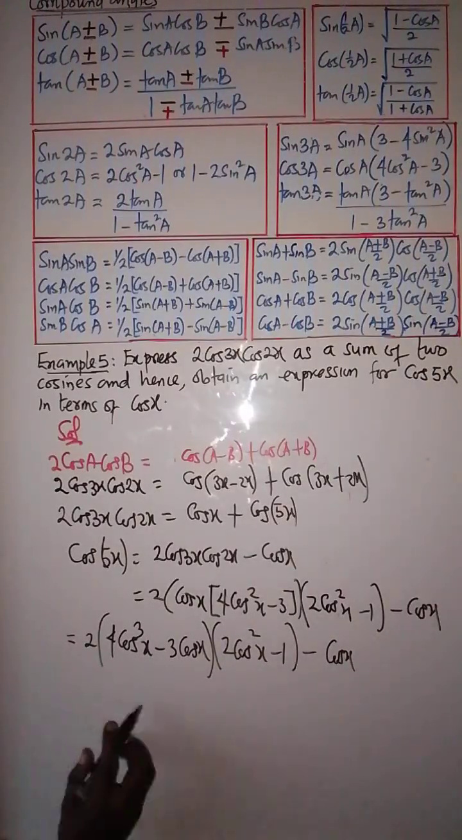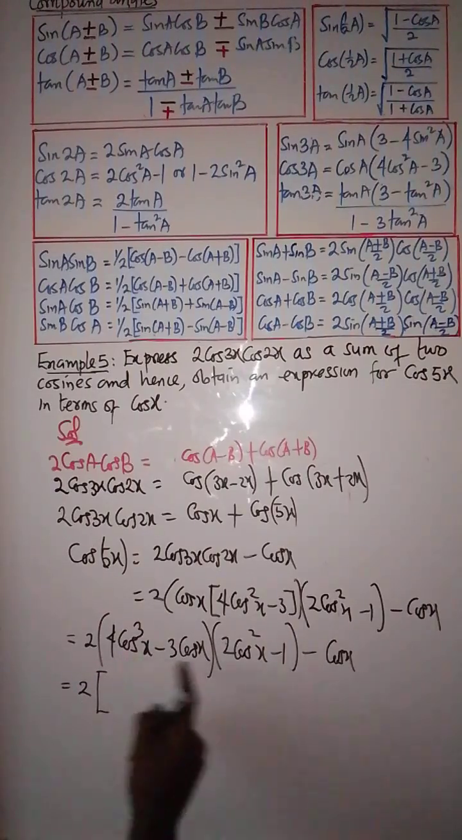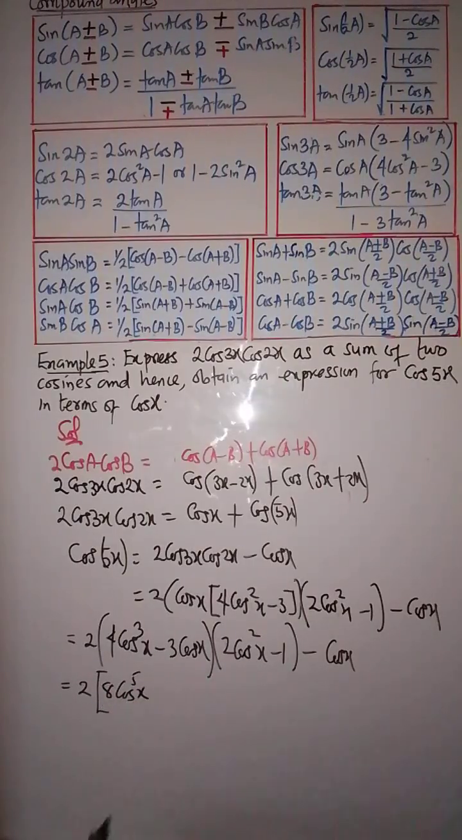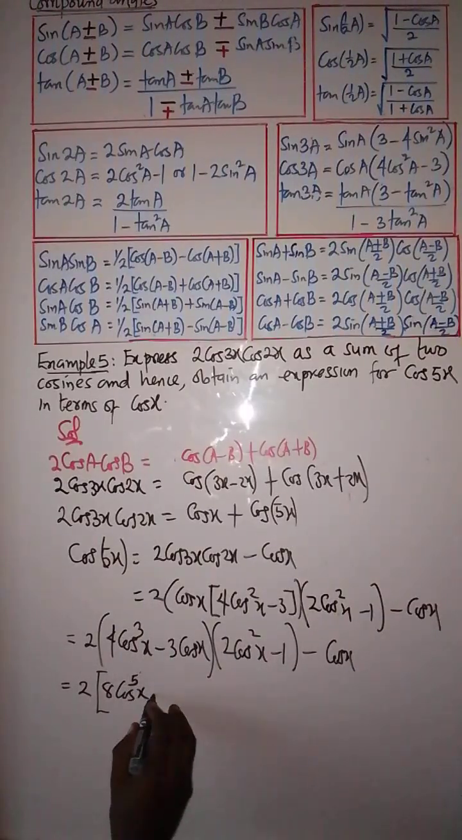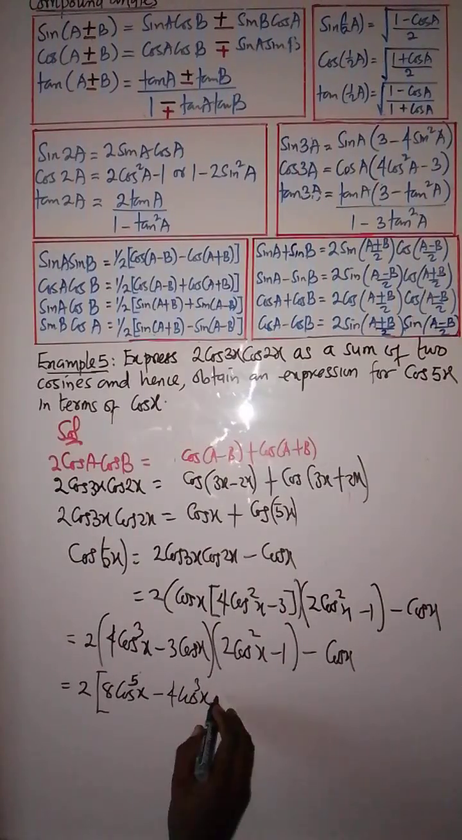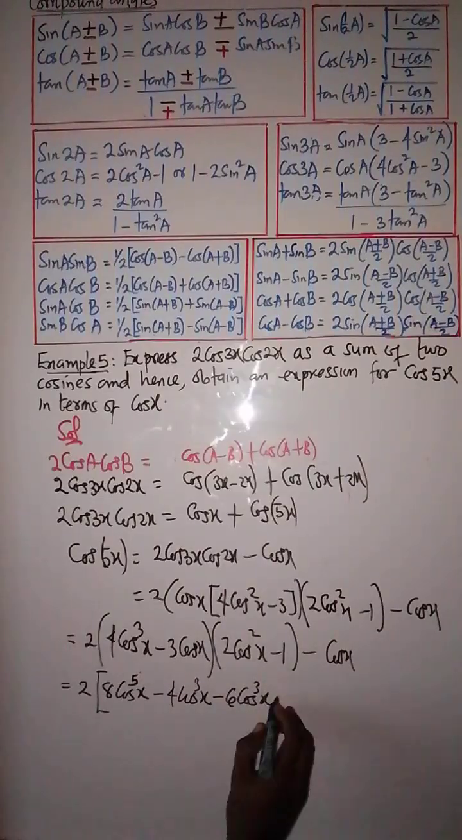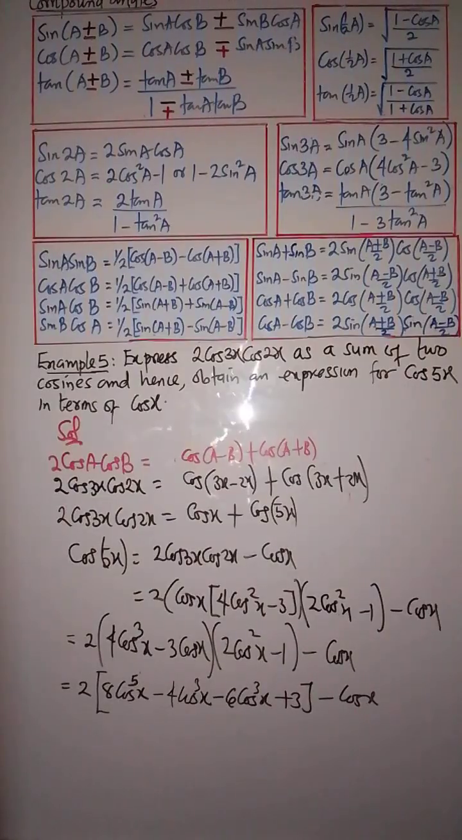Let's continue expanding. Let's leave this 2 here. Let's open the bigger bracket. This will give me 8 cos to the power 5 of x. This and this, then this will give me minus 4 cos cube x. This will give me minus 6 cos cube x. This and this will give me plus 3. Then minus cos x outside. Have I made a mistake? I'm not sure. Let's continue.